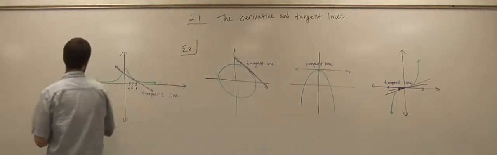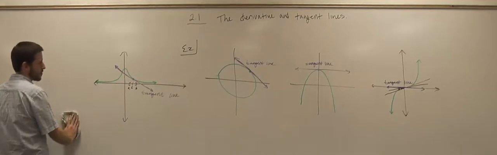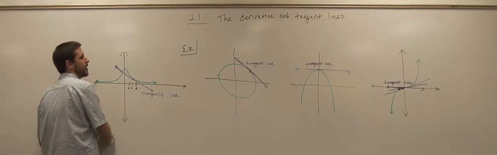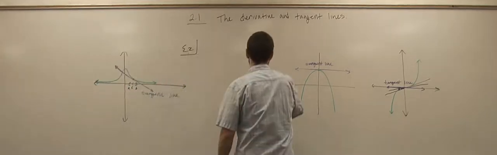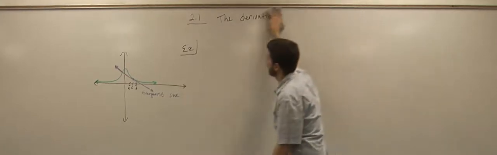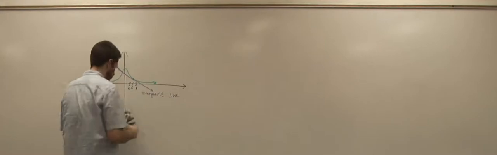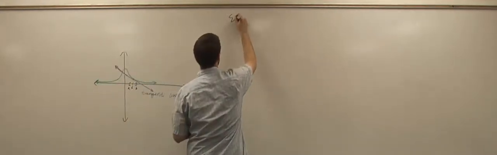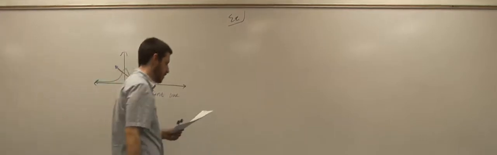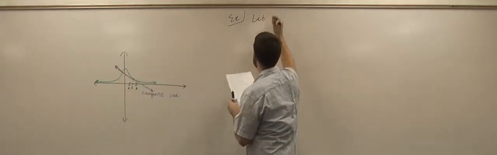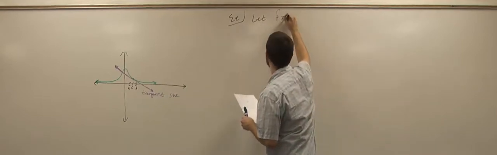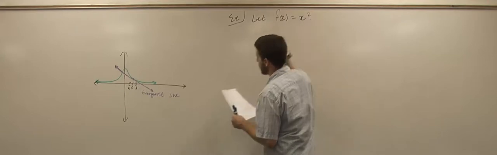So let me take you through the setup for finding the tangent line, and then we can talk a little bit more specifically about what it is. So, example. Let f of x equal x squared, right, our favorite function.